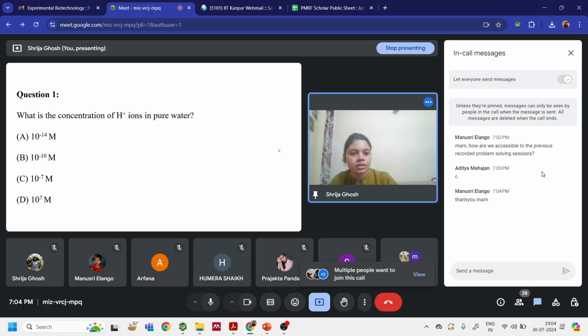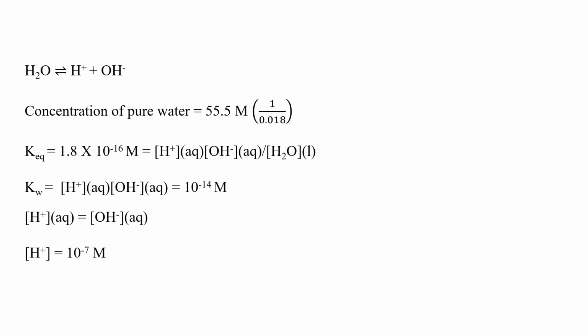For pure water, what is the molecular weight of water? It is 18 grams per mole, right? We have the water molecule as H2O, 2 hydrogen and 1 oxygen atom, and the molecular mass is 18. Water dissociates into H plus ions and OH minus ions. Now the concentration of pure water is given as 55.5 molar.